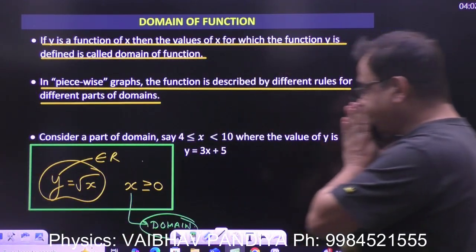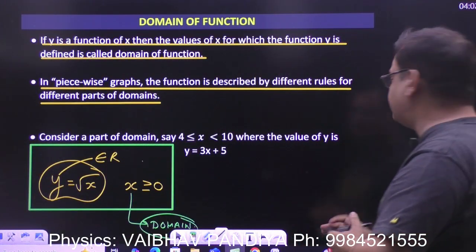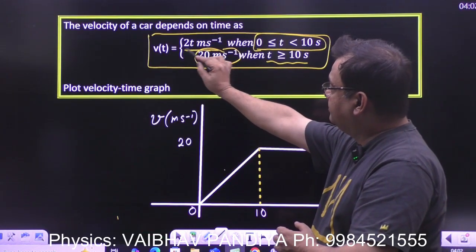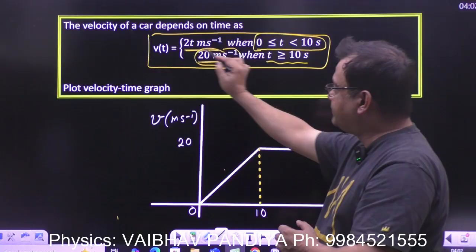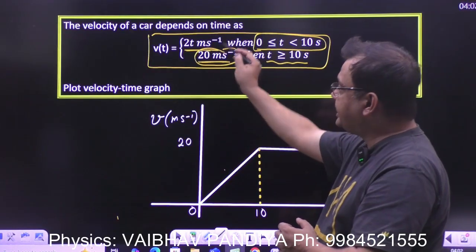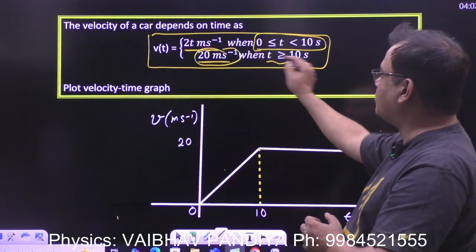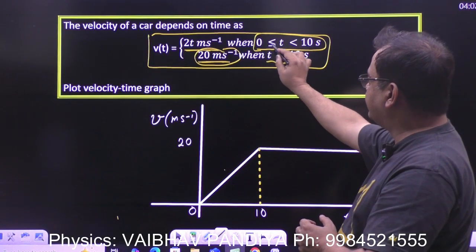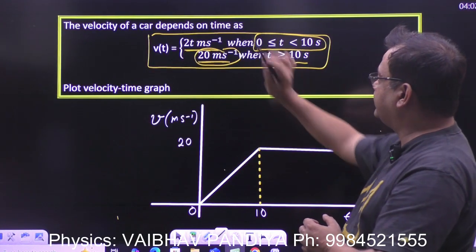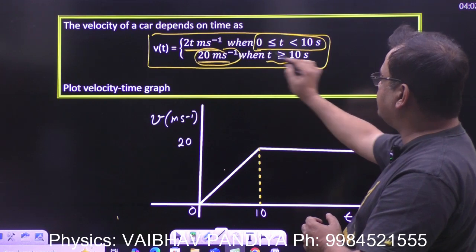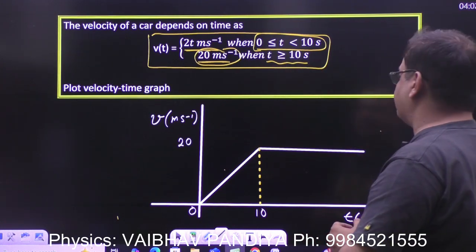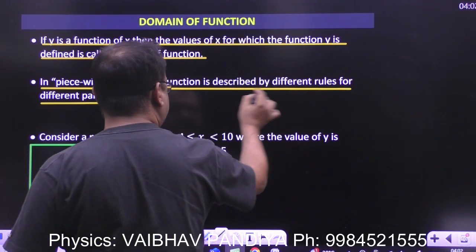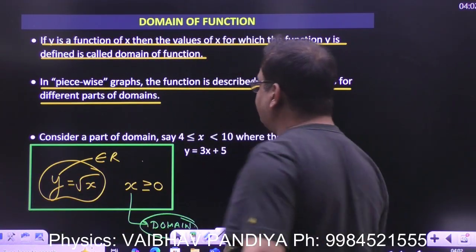So whenever you are describing a piecewise function like this, say we are describing velocity by different rules, by different laws, by different equations for different parts of the domain. It is not the same for all values of t. Can you see? When t is greater than or equal to 0 and less than 10, velocity is 2t. When t is greater than or equal to 10 seconds, velocity is 20 meters per second. So whenever we have a piecewise function, the function is described by different rules for different parts of the domain.